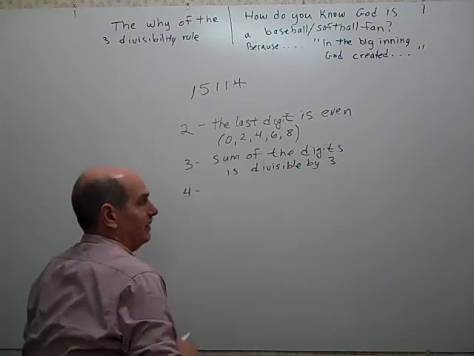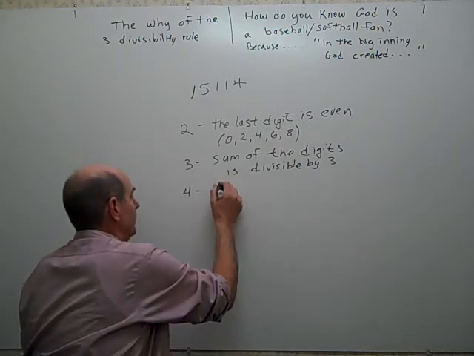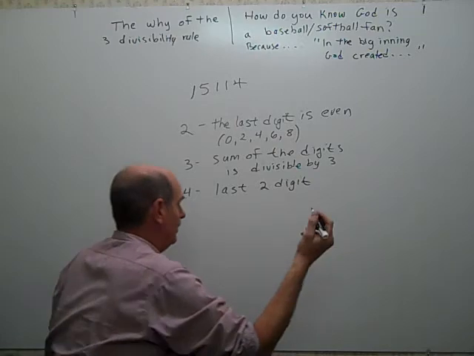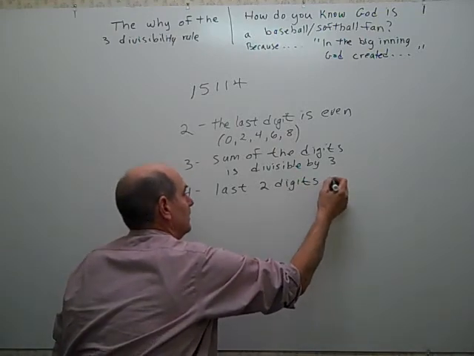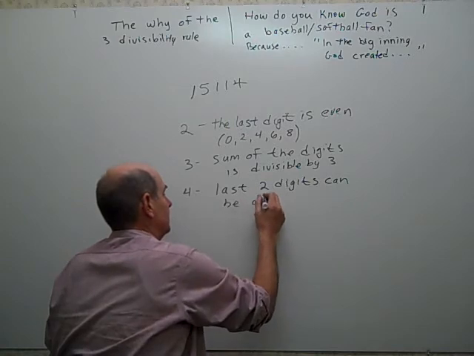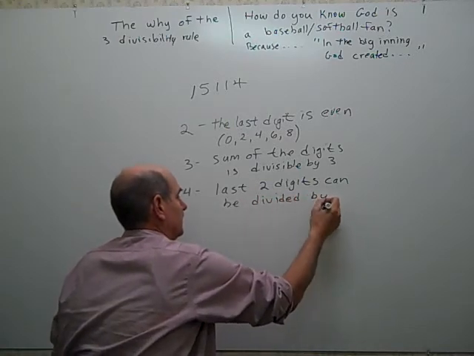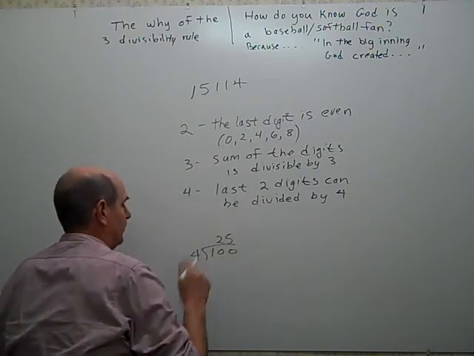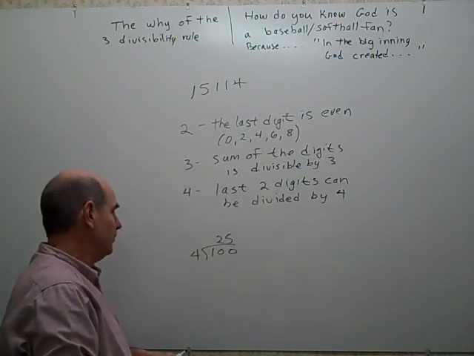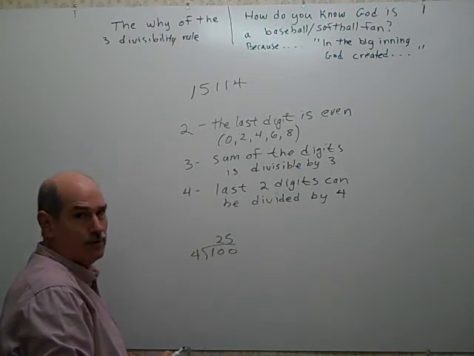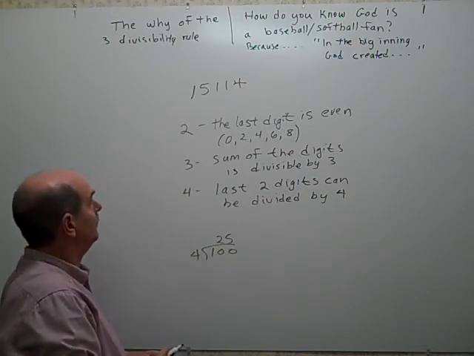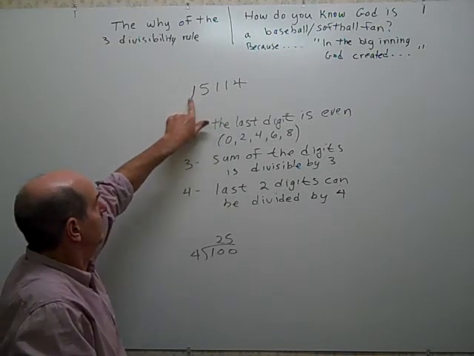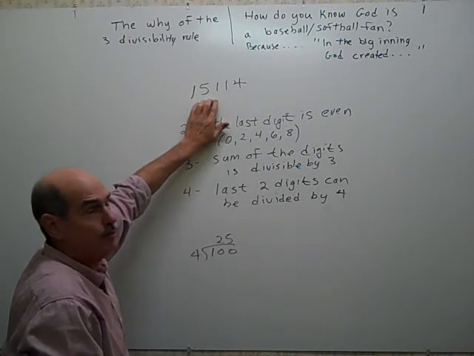The test for 4 is to check the last 2 digits. If the last 2 digits can be divided by 4, then the entire number can be divided by 4. And I'll briefly say why that works, because it's pretty easy to understand. It doesn't take long to explain. Four goes evenly into 100, 25 times. 4 will go into 200, 50 times. 4 will go into 300, 75 times. 4 will go evenly into any number of hundreds. So 4 will go evenly into the digits in the hundreds place in our number here. There's 151 hundreds in this number.